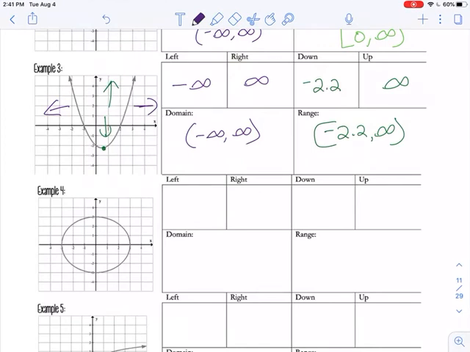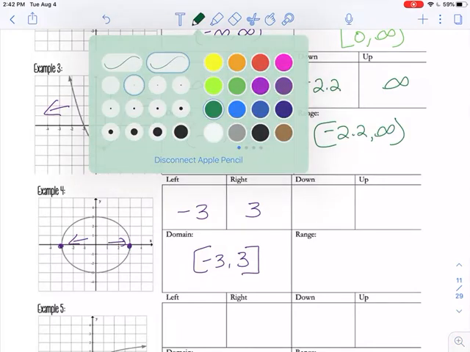So again, my domain or my x's, the highest x value right here is 3. And then I'm looking to the left, my lowest x value is negative 3. So left, right is my domain. Those are my x's. The lowest value is -3, and the highest value is +3. I'm including those numbers, so I will use the brackets.